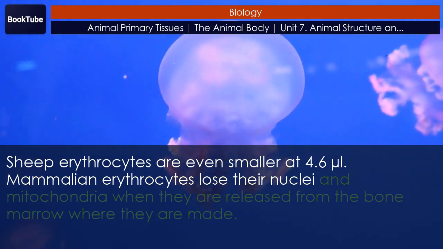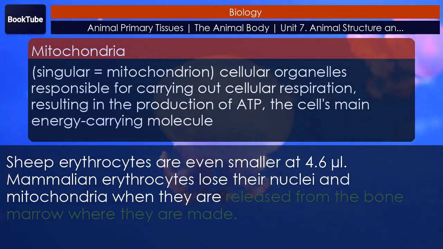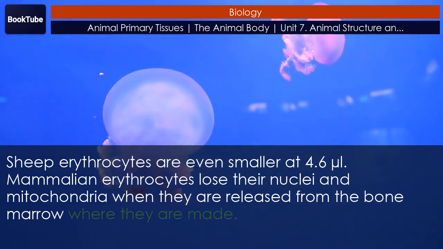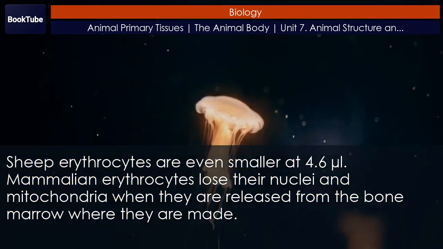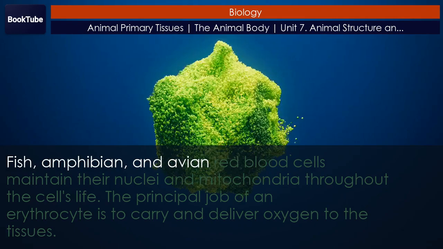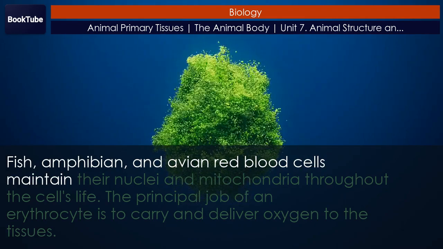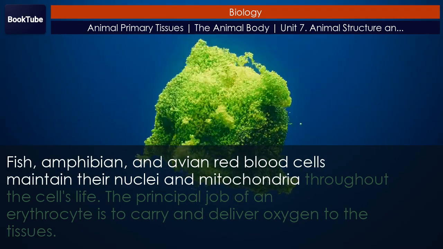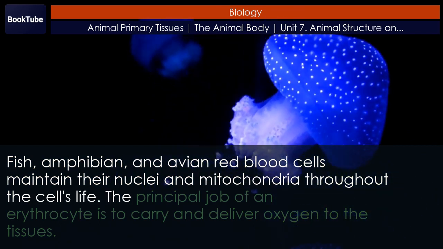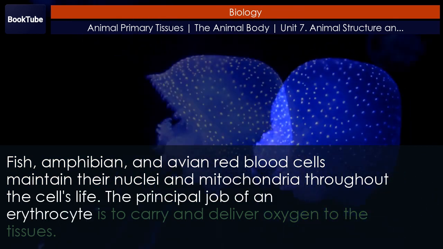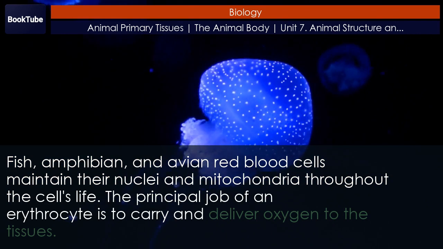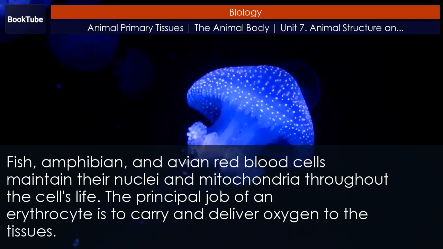Mammalian erythrocytes lose their nuclei and mitochondria when they are released from the bone marrow where they are made. Fish, amphibian, and avian red blood cells maintain their nuclei and mitochondria throughout the cell's life. The principal job of an erythrocyte is to carry and deliver oxygen to the tissues.